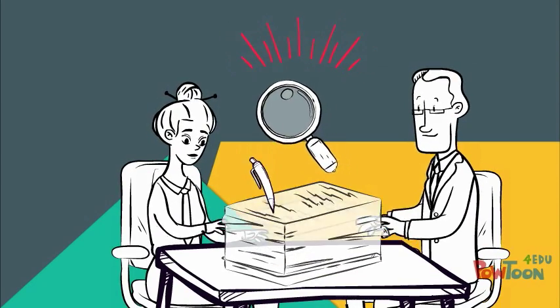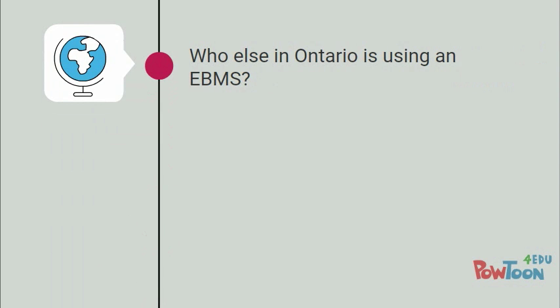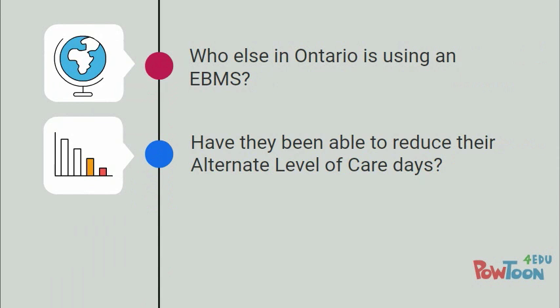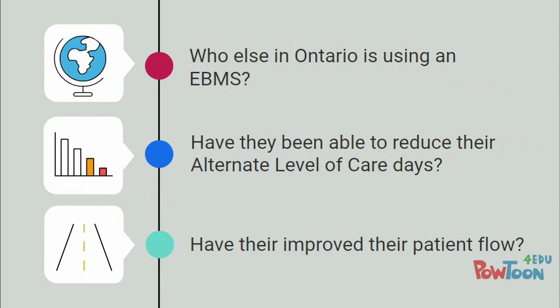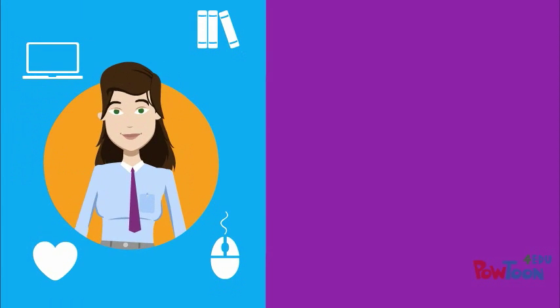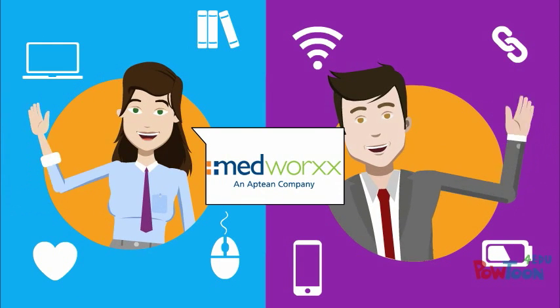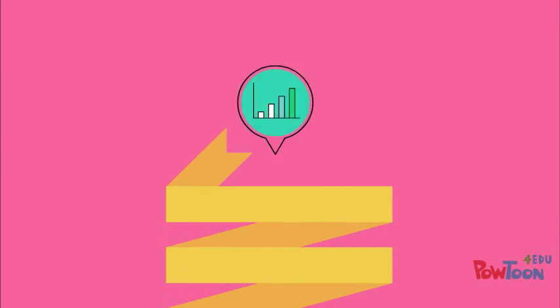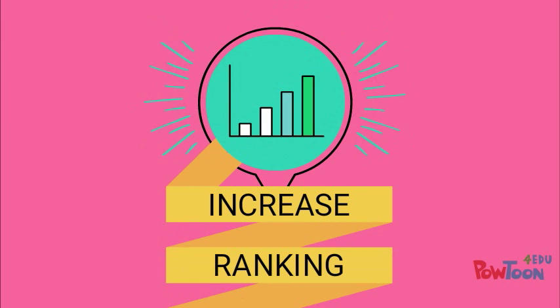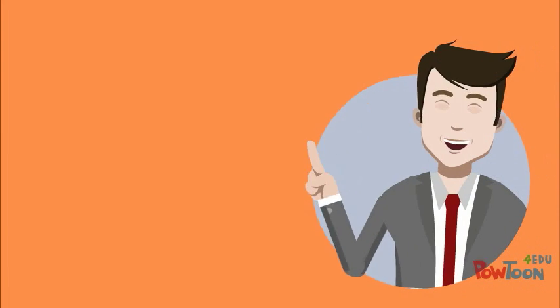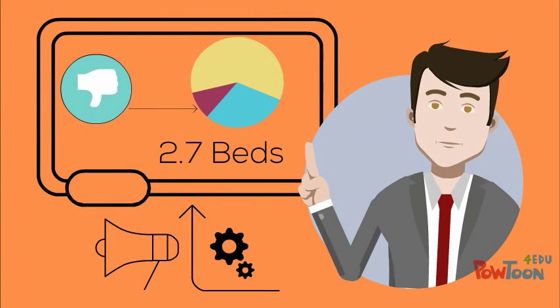George and Sandra begin to explore what other hospitals in Ontario have been doing with electronic bed management systems. They find that hospitals with bed management software have reduced their alternate level of care bed occupancies to less than half and improved the discharge process, resulting in a better patient flow for their organizations. St. Michael's Hospital in Toronto and South Lake Regional Health Centre in Newmarket are using an EBMS by the vendor MedWorks.